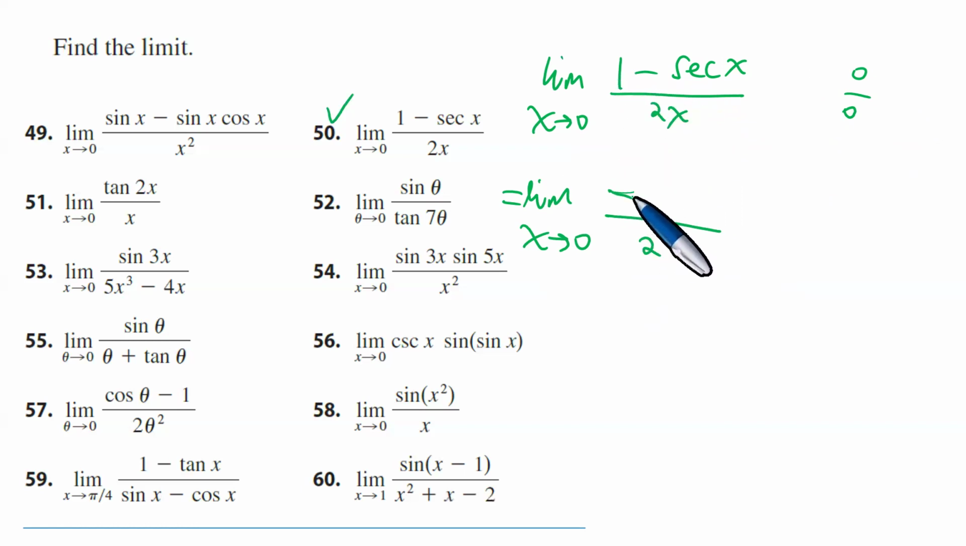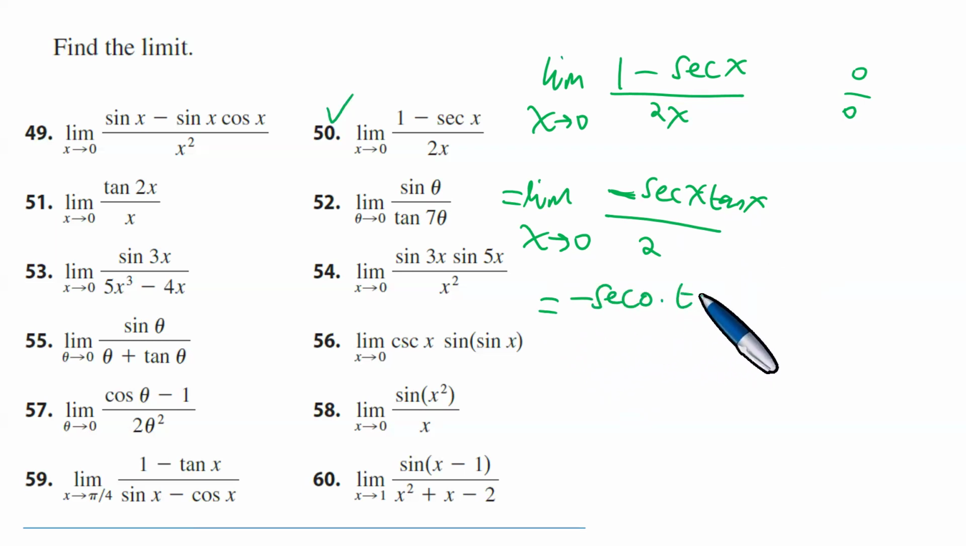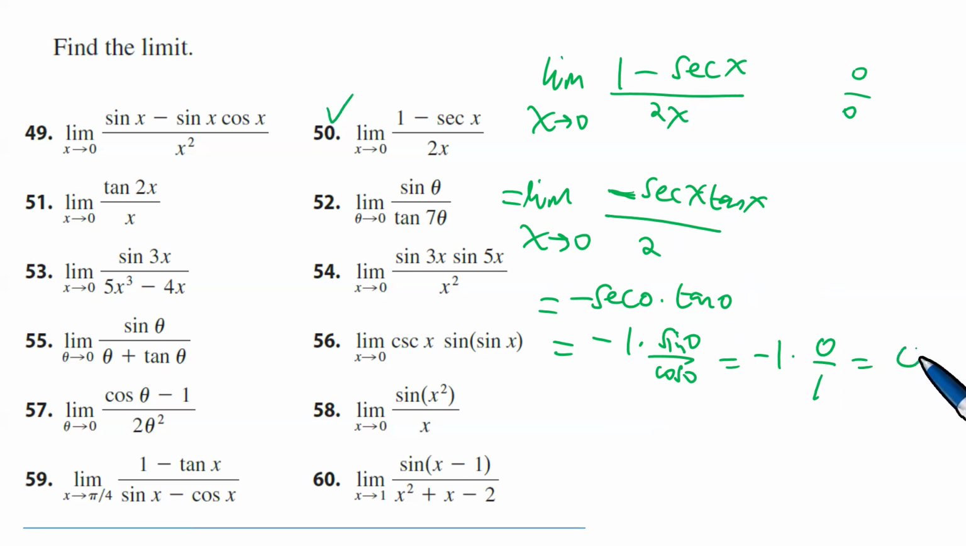What do you think the derivative of the secant of x is? Secant of x tangent of x. Okay, so as we take the limits, this one here is 1. And then what is the tangent of 0? The tangent of 0 is sine 0 over cosine 0, and sine 0 is 0 over 1, so the answer is 0 there. You got a 0, yeah? So awesome, you were able to get this one right, no doubt.